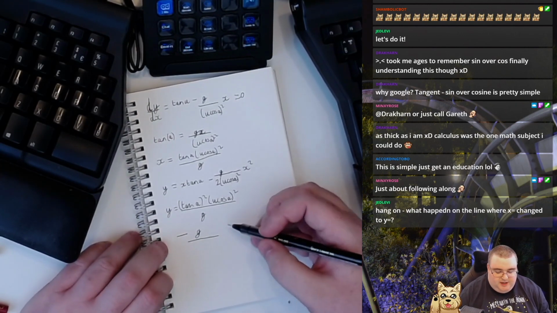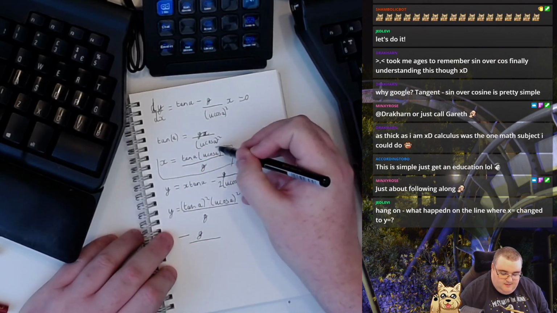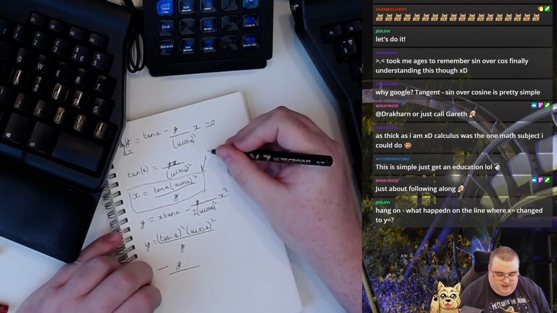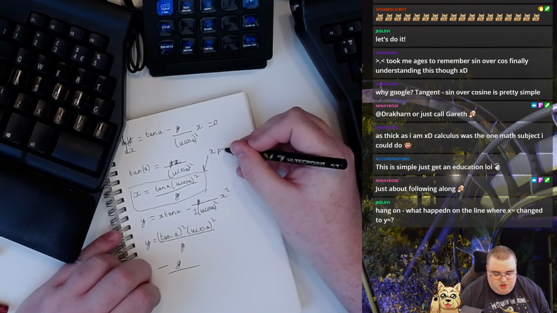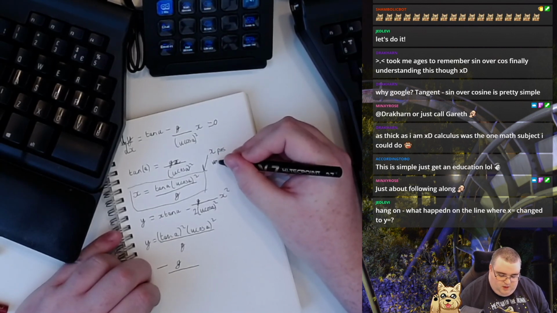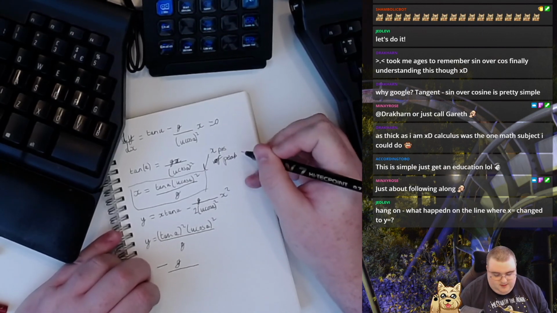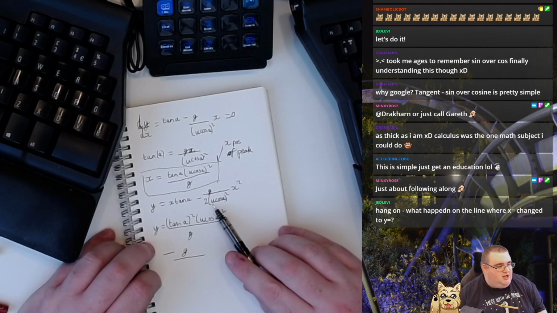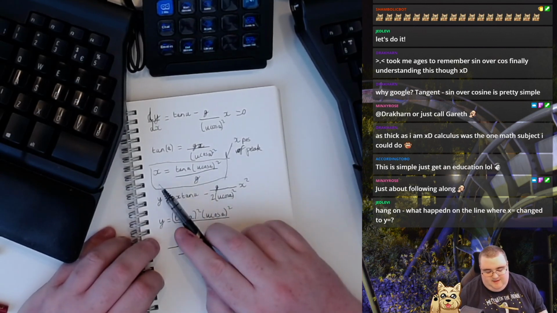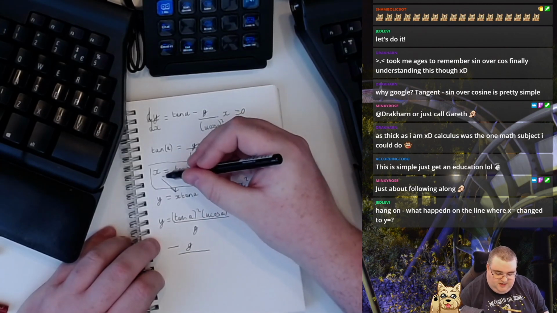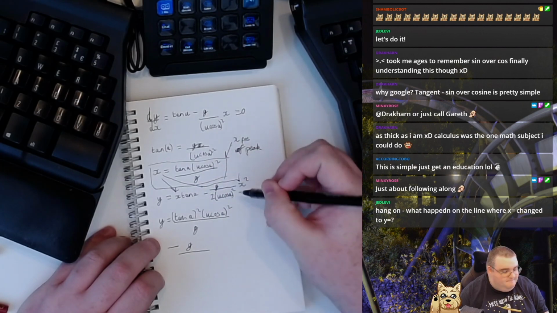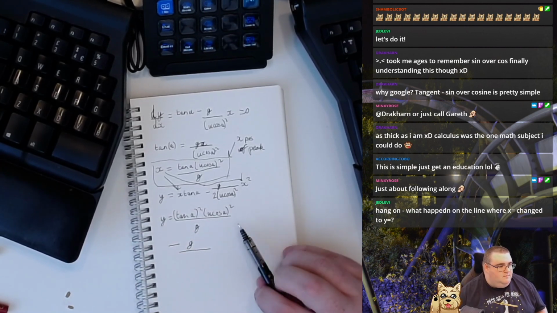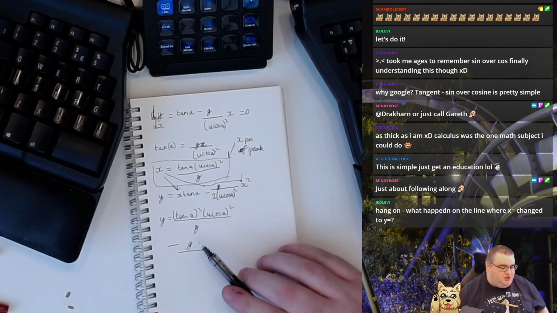Hang on, what happened in the line where x changed to y? That x is the x position of the peak of the slope. That is the equation of the slope. So I'm saying that that x needs to get shoved into there and there. Does that follow along? And what we're doing now is just that substitution.